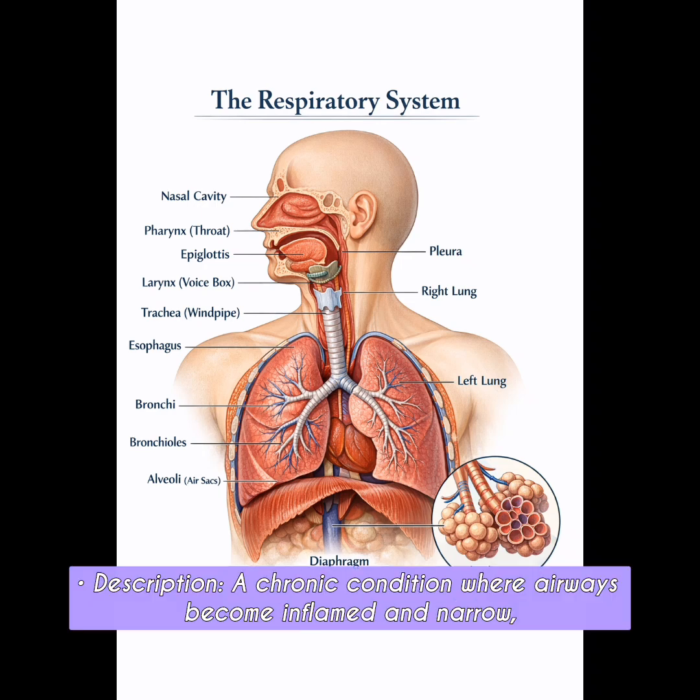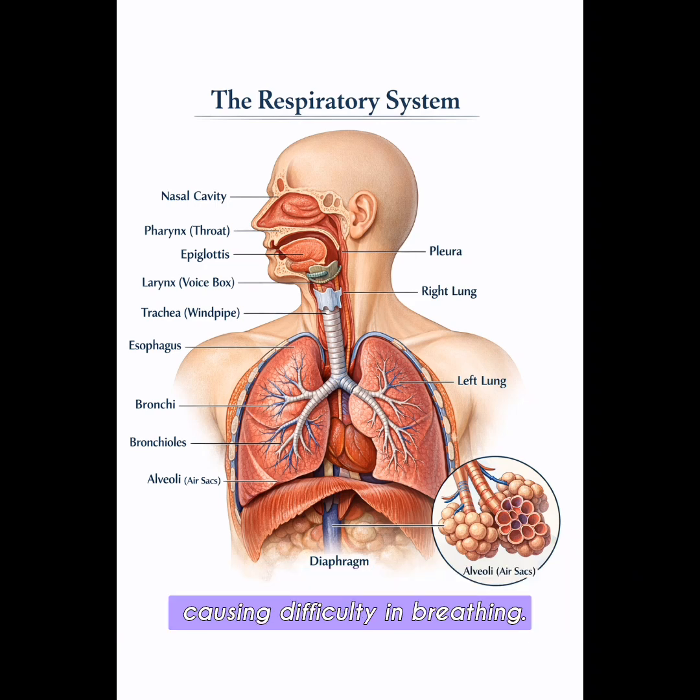1. Asthma. Description: a chronic condition where airways become inflamed and narrow, causing difficulty in breathing. Symptoms: wheezing, coughing, chest tightness, shortness of breath. Treatment: inhaled corticosteroids, bronchodilators, avoiding triggers, and long-term management plans.